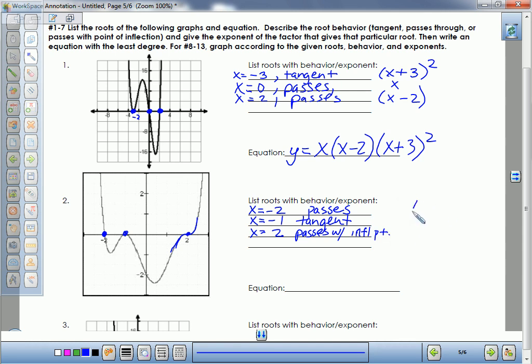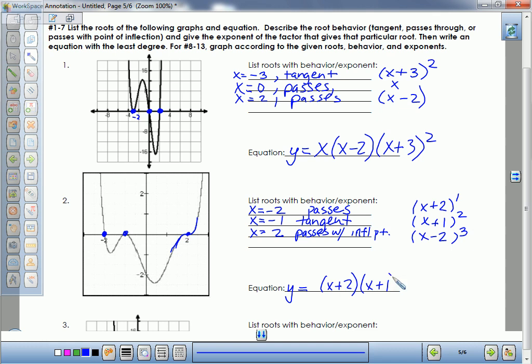Okay, so what does that tell me about the factors and the exponents for those factors? The first factor would be x plus 2. If this is -2, this is +2. It's passing, so it's first degree. The second one would be x plus 1. It is tangent, so it would at least have to be a second degree. And this one is x minus 2. Because it passes with inflection, it has to be at least a third power here. And so when we do them of least degree, we're going like this.